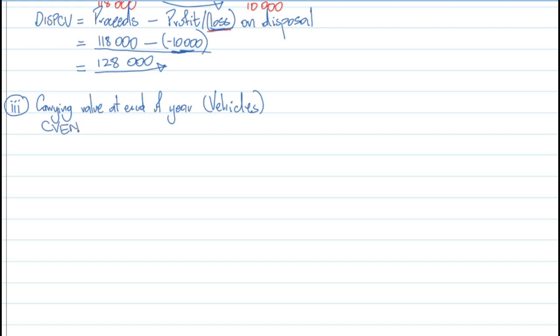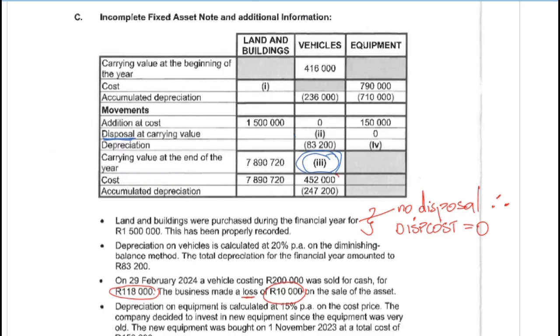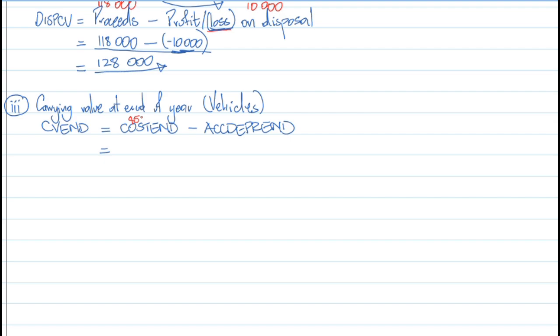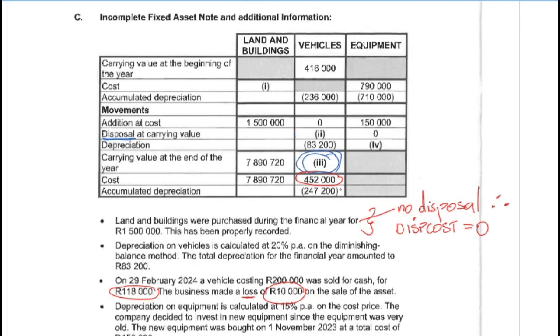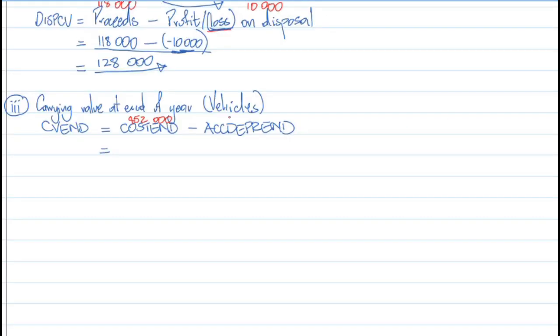The equation to use here is: carrying value at the end of the year is equal to cost at the end of the year minus accumulated depreciation at the end of the year. We've already determined that the cost at the end of the year is 452,000 rands, and the accumulated depreciation at the end of the year is 247,200. So our carrying value at the end of the year is 452,000 minus 247,200 rands. And this gives us a carrying value at the end of the year of 204,800 rands.